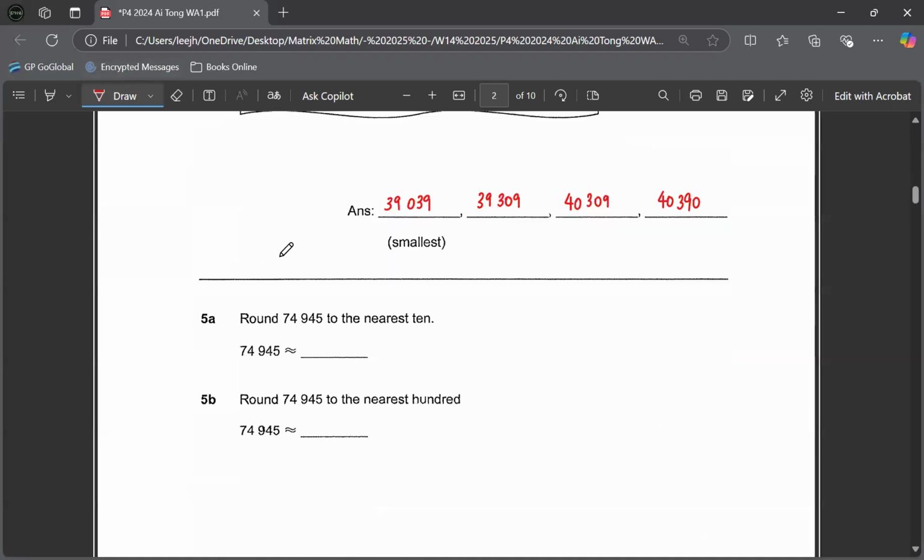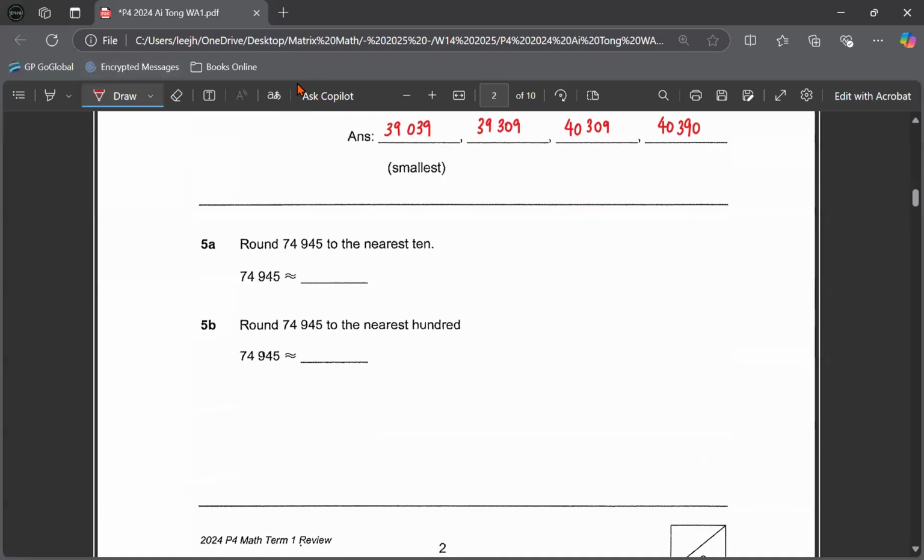Question 5. Okay, rounding off. So question 5 is asking us to round this number to the nearest 10. So when we want to round to the nearest 10, we look at the digit on the right hand side of our tens place. So if it's 5 and more, we will be able to round the tens place up. So this is 5 and more. So that means the 4 tens can go up to 5 tens. So it will be 74,950.